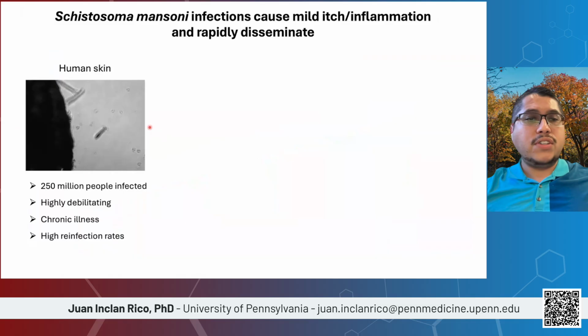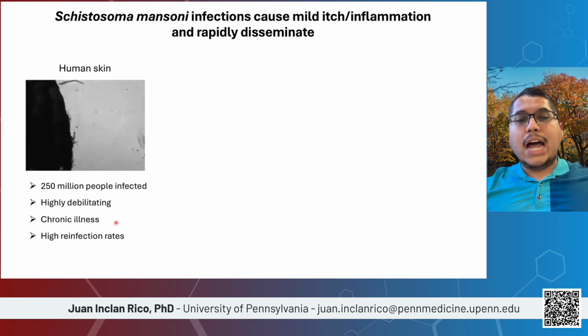In this case, I used infection with Schistosoma mansoni, a waterborne trematode that quickly migrates towards the tissue following different cues such as temperature or chemicals in the skin. This parasite causes chronic infections in about 250 million people worldwide, and in many cases these infections are highly debilitating with high reinfection rates. Therefore, understanding this biology can also offer solutions for a big public health concern.